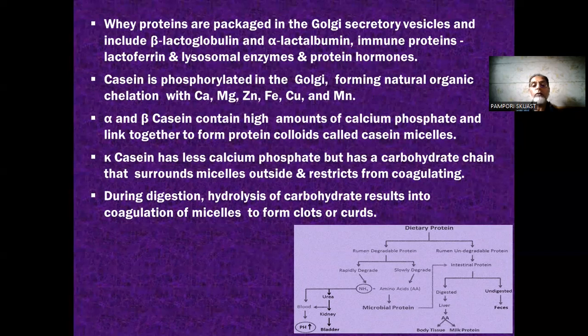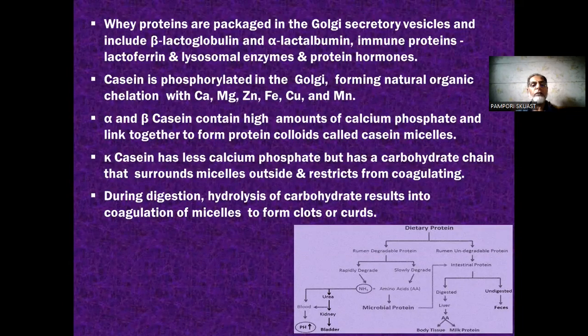Kappa casein has a carbohydrate chain that surrounds the micelles on the outside and restricts them from coagulating. Inside, you'll find the alpha and beta caseins, surrounded by the carbohydrate chain of the kappa caseins, and thus the casein micelles are prevented from coagulating together.